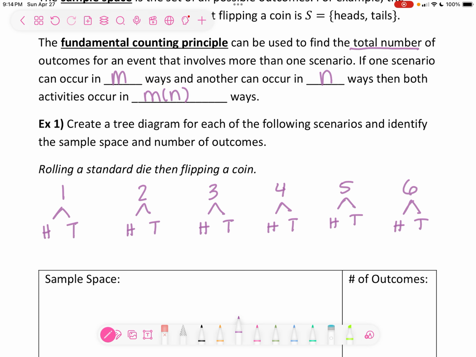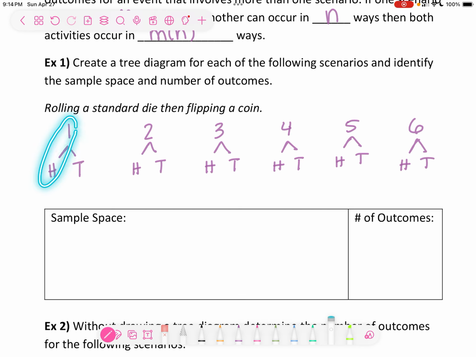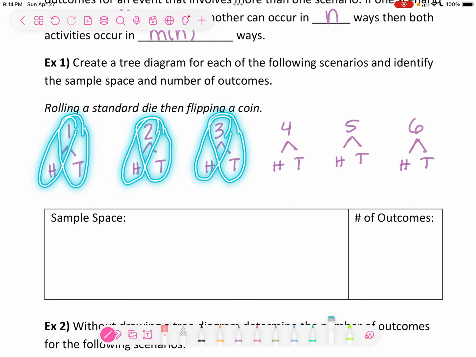So when it comes to the sample space for this scenario, it's all possible results that could occur when you roll a standard die and then flip a coin. The first option is rolling a 1 and getting a heads. Another option is rolling a 1 and getting a tails. Another option is rolling a 2 and getting a heads. Then rolling a 2 and getting a tails. And you just keep doing that all the way down to get every possible option for your sample space.